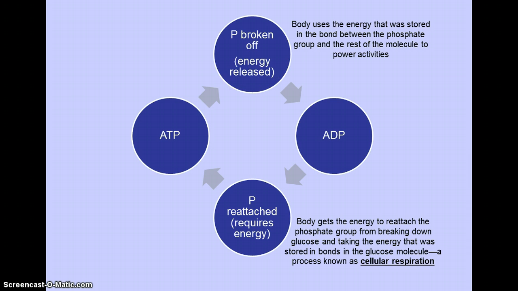And again, this energy that's being released from the phosphate group that's broken off originally came from the glucose that our bodies broke down. And then, of course, the cycle can repeat over and over again, and that's why carbohydrates are necessary in the diet. This concludes the screencast on nucleic acids.